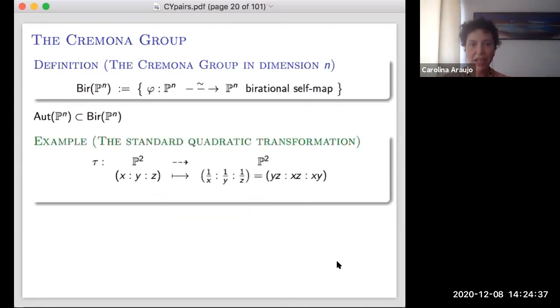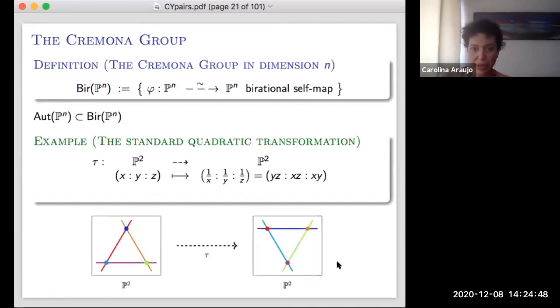So the simplest non-biregular Cremona transformation of a projective space is the standard quadratic transformation of P2. And so let me just quickly remind you of the basic diagram that describes the behavior of this map. So it contracts the three coordinate lines to the three coordinate points. And it's an isomorphism on the torus, on the complement of the three lines.